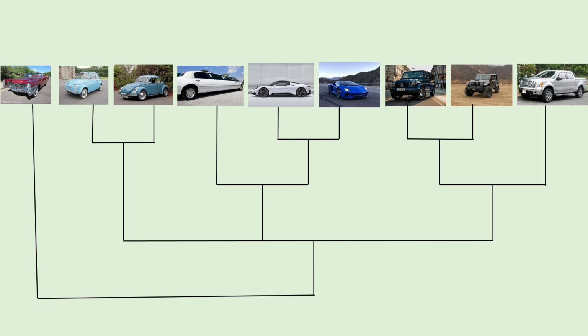And the third branch is grouping together bulkier cars, and I've made the pickup truck on the right less related to the two on the left because it has that open space at the end.